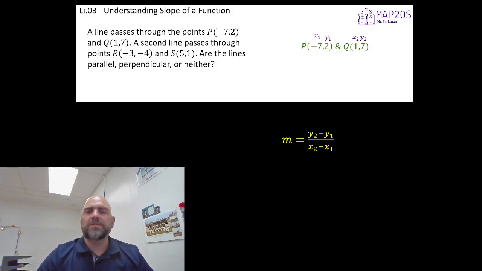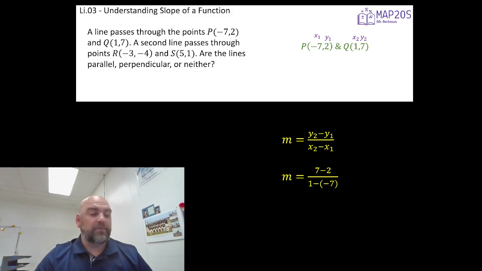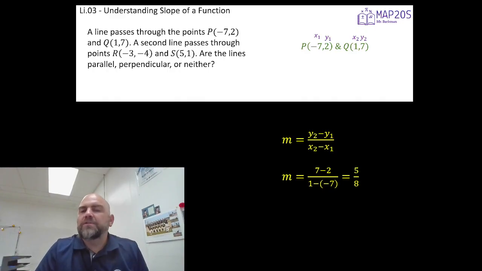Now, remember that we're always doing the 2's first and then the 1's. So it's going to be 7 minus 2 and 1 minus -7. And this is how we're going to write it out. Now, when we solve this, 7 minus 2 is 5, and 1 minus -7, be careful with the negatives there, is going to be positive 8. And so we know that this first line here has a slope of 5 over 8. Okay, that number doesn't maybe necessarily mean a lot unless you know the general idea of a slope and what it looks like. But we know that this one has a slope of 5 over 8.